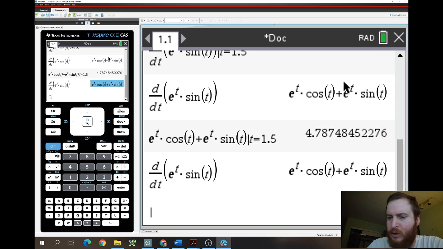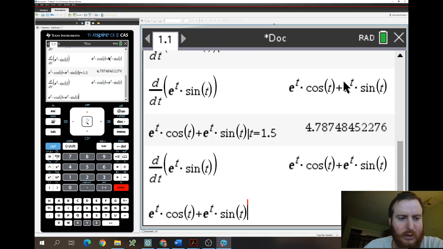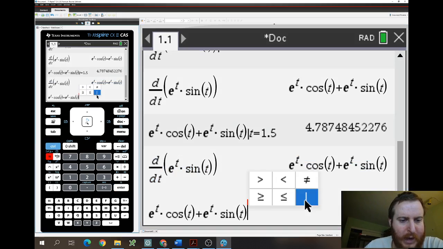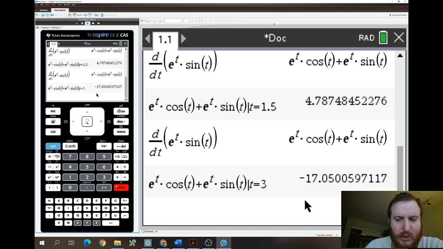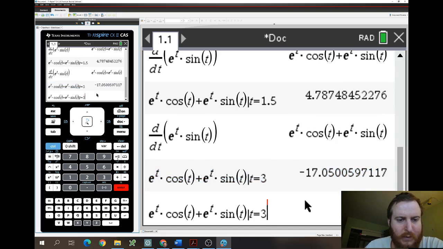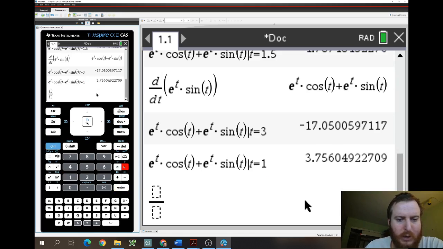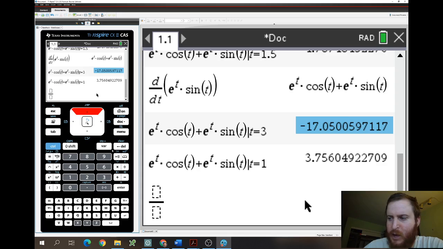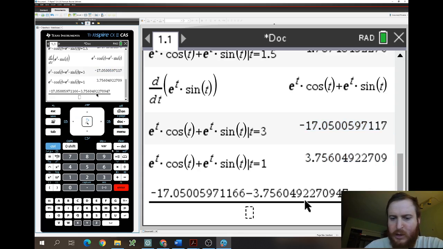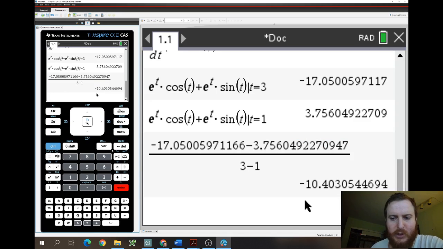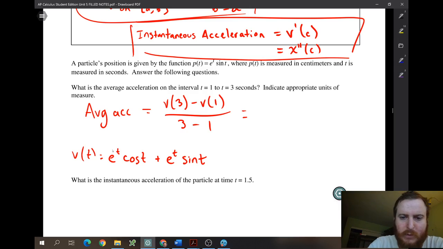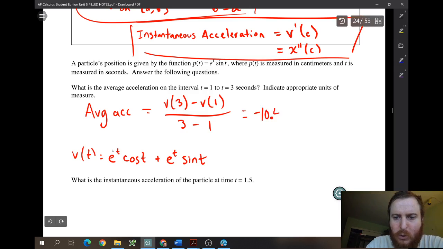Now what we can do is define this with control equals at time equals 3. I'm going to do control enter to get a decimal. I'm going to do it again at time 1 and do control enter to get a decimal. And then our formula was v of 3, that's this top one, minus v of 1, that's this one, divided by 3 minus 1. So we get negative 10.4031 if we round it. And then we want proper units.